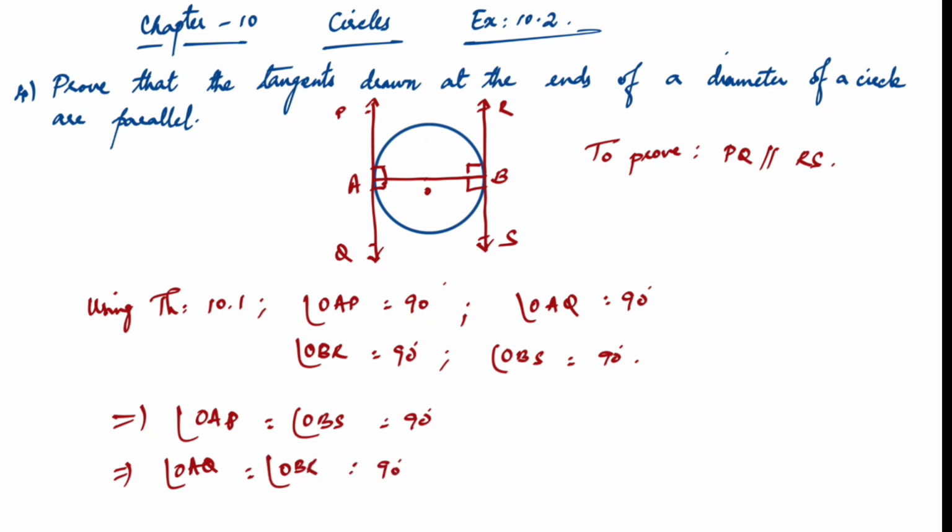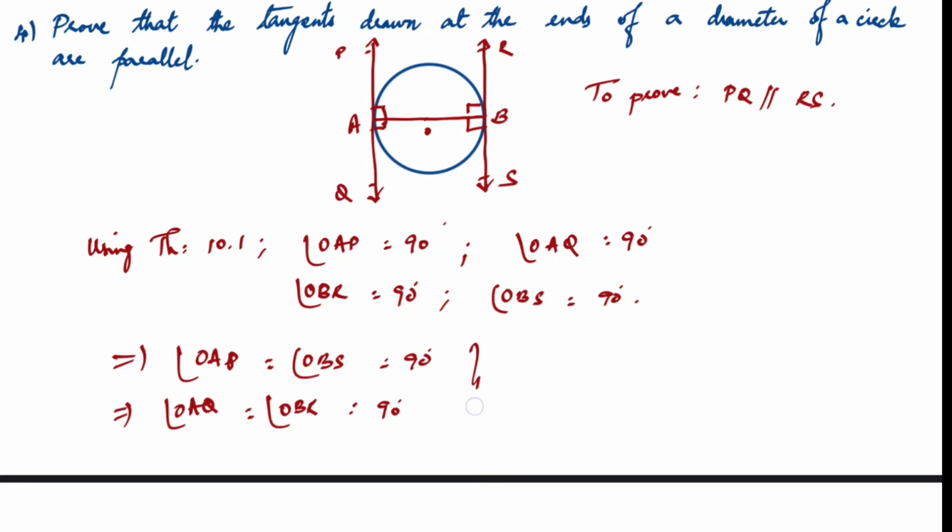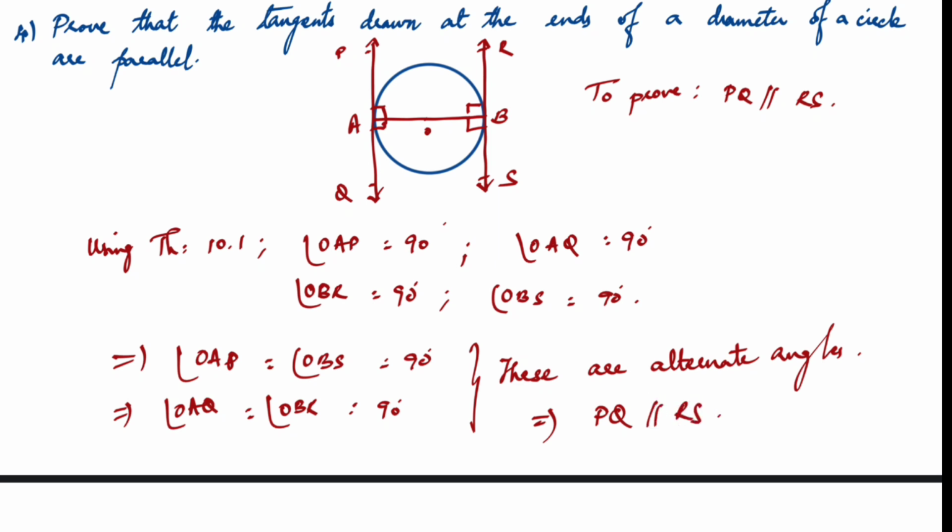But these are alternate angles, which implies PQ is parallel to RS. Since interior alternate angles are equal between two parallel lines, this gives us PQ is parallel to RS.